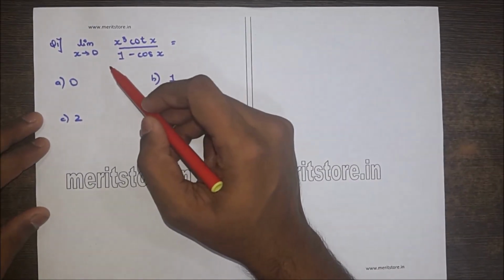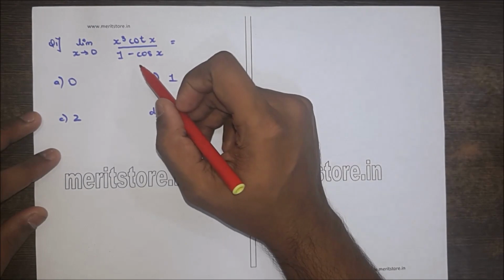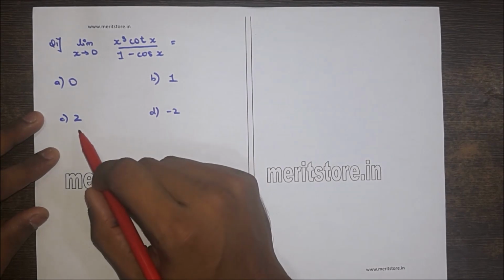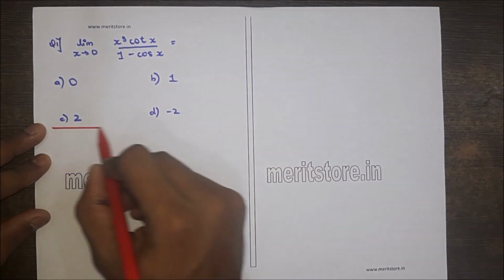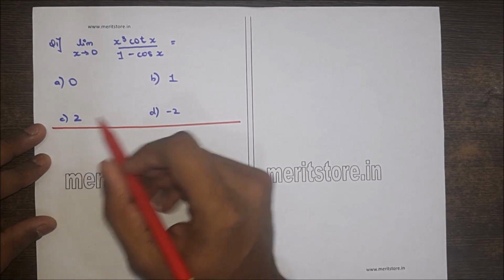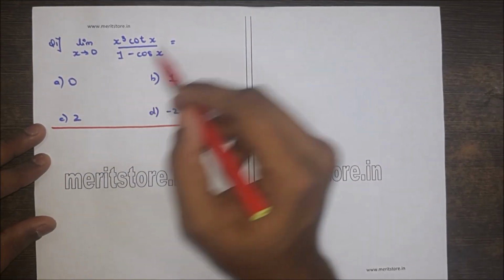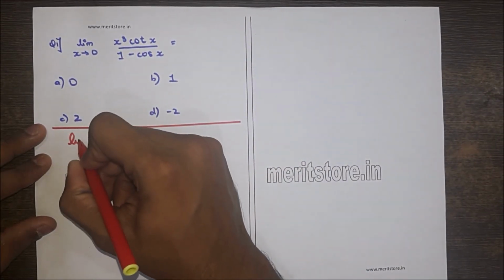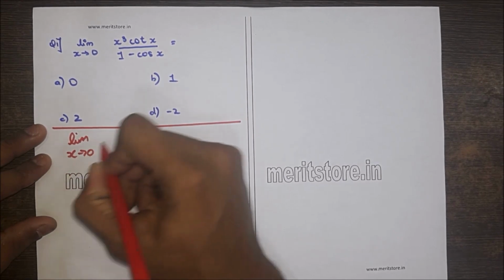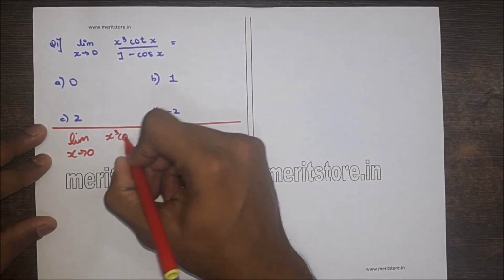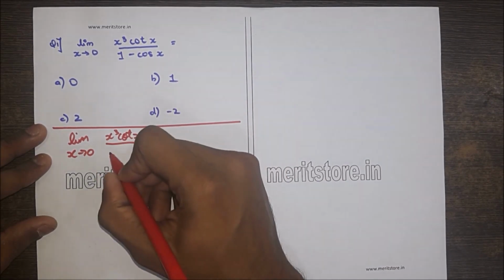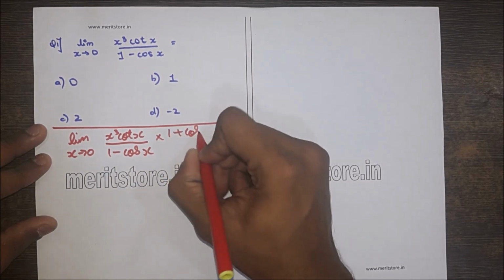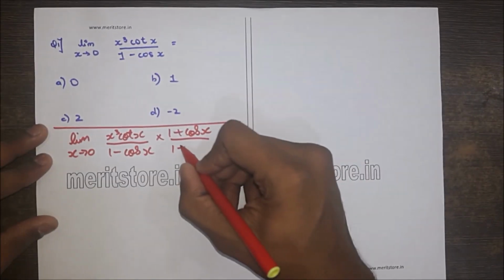Limit of x tends to 0, x cube cot x upon 1 minus cos x equals: A 0, B 1, C 2, or D minus 2. What we do first is take the conjugate of the denominator and multiply and divide it with this term. So we get limit of x tends to 0, x cube cot x upon 1 minus cos x into 1 plus cos x upon 1 plus cos x.